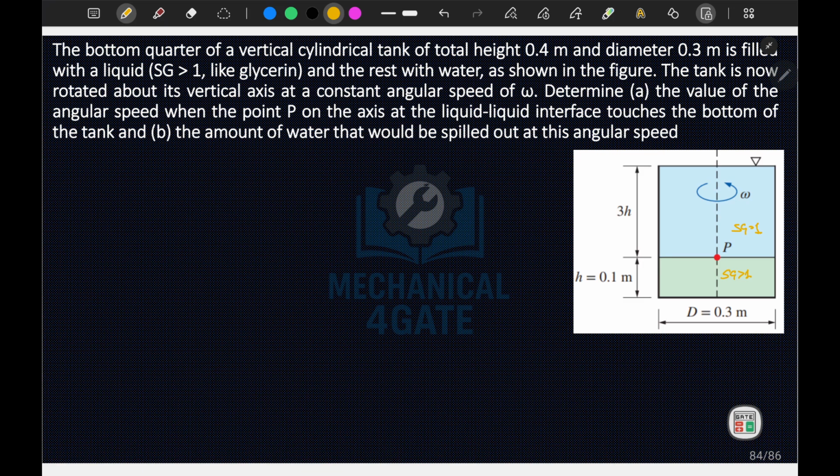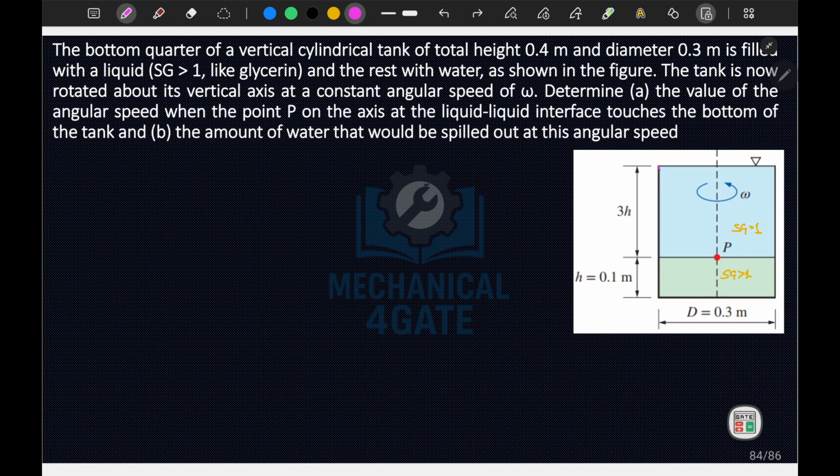The tank is now rotated about its vertical axis at a constant angular speed omega. Determine the value of angular speed when the point P on the axis of the liquid interface touches the bottom of the tank, and the amount of water that would be spilled out at this angular speed. Okay, so now it would be something like this. Your free surface would be something like this, your water would be like this.